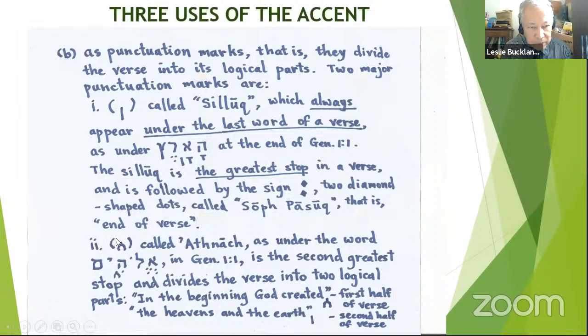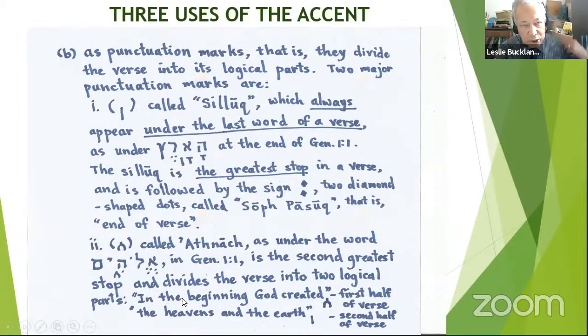Number two, another major punctuation mark is this shape here that we saw in the previous screen. It looks like a semicircle with a little projection going up at the top. It's called Athnak, as under the word Elohim in Genesis chapter 1, verse 1. This accent mark is the second greatest stop and divides the verse into two logical parts.